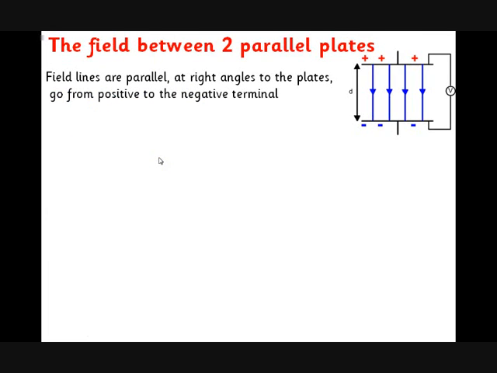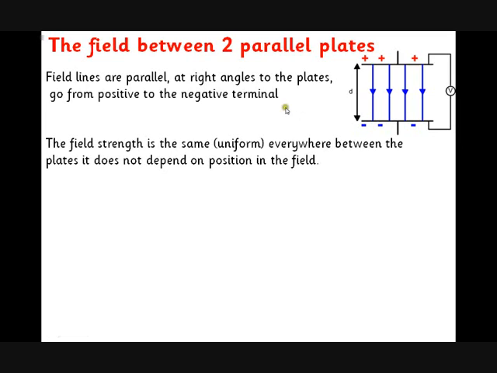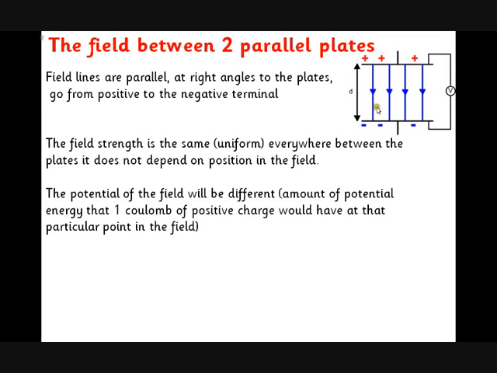Just looking at the two parallel plates field in a little bit more detail, there is a formula that we need to just mention about this. Notice field lines are parallel, they're at right angles to the plates, they go from positive to negative. That's all what we've covered. The field strength is the same everywhere because the field lines are evenly spaced. The potential of the field will vary. Obviously it varies, and the equipotentials, if we drew them in, would be horizontal lines.